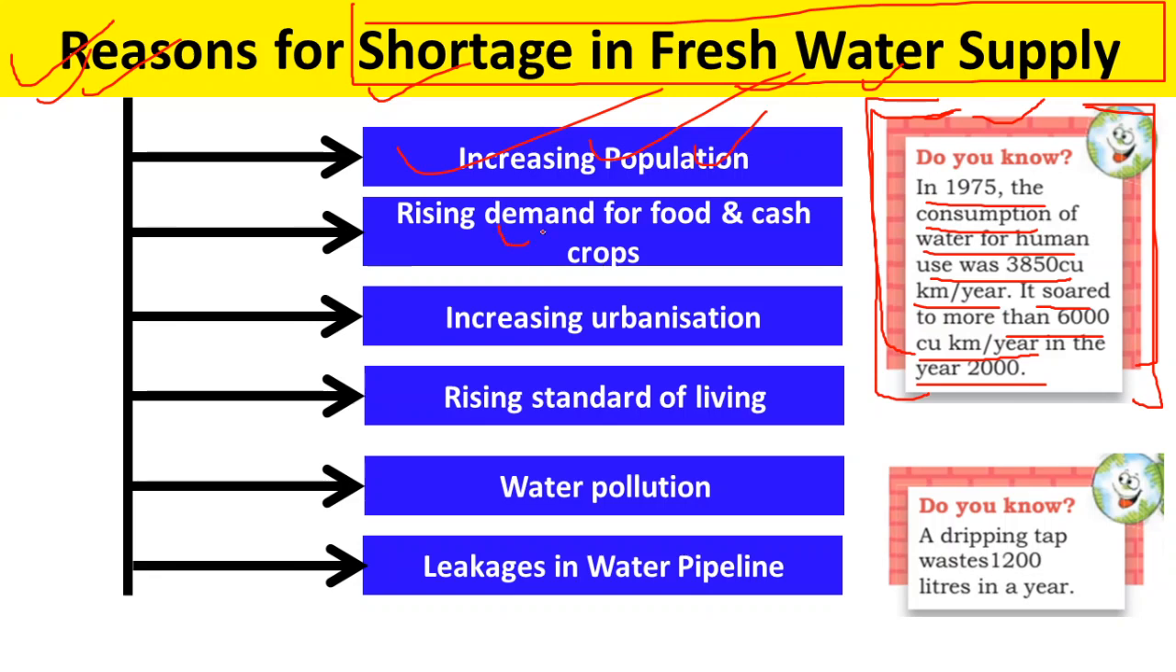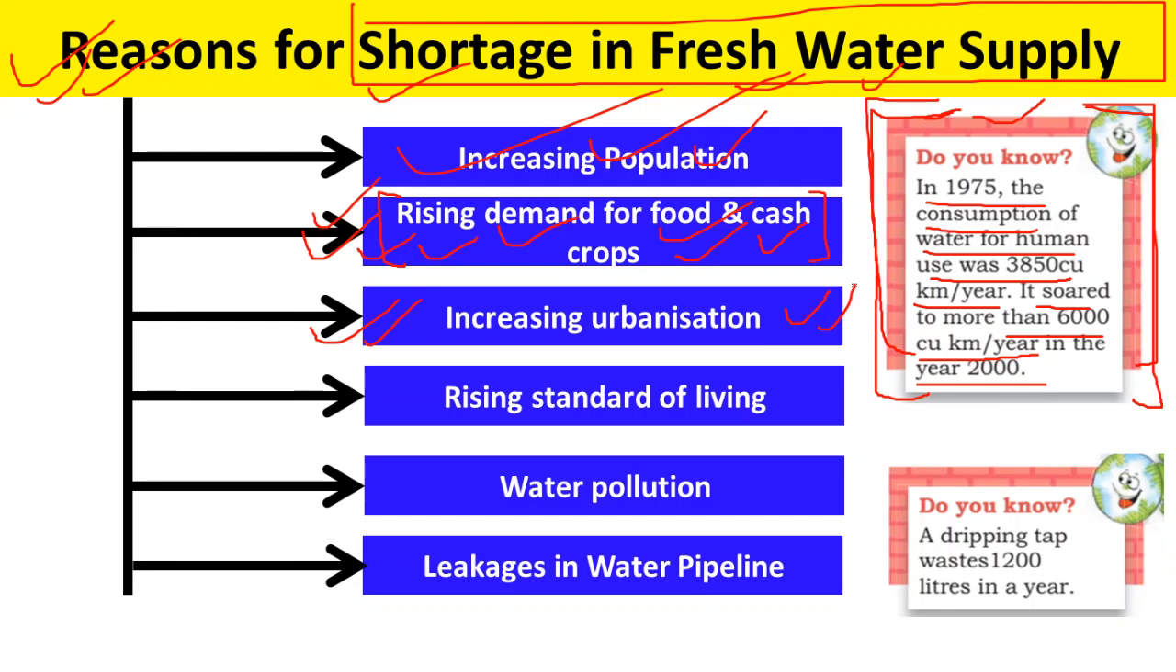Okay, rising demand for food and cash crops. It means that it is causing over exploitation of water for irrigation purposes. Increasing urbanization: people are getting more and more concentrated in urban areas, towns and cities, and it is also increasing the demand for water tremendously. And fourth is rising standard of living. As the standard of living of people is increasing, it is also causing more demand in freshwater supply.